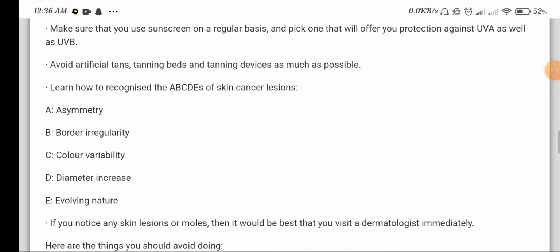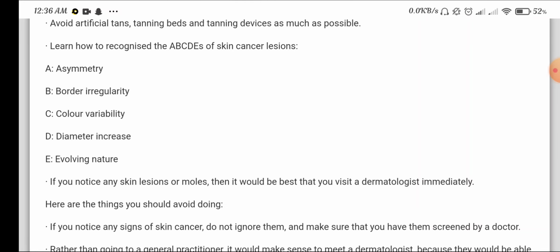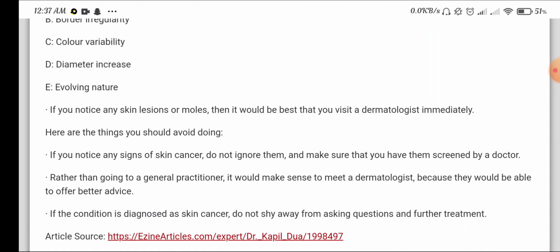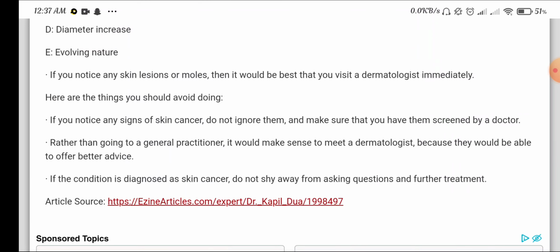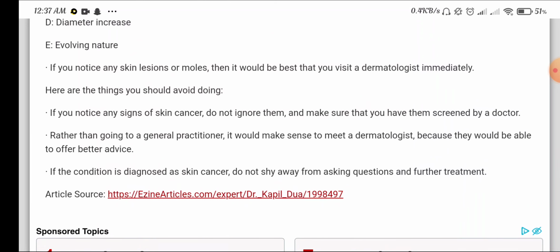Avoid artificial tanning beds and tanning devices as much as possible. Learn how to recognize the ABCDEs of skin cancer. A for asymmetry. B for border irregularity. C for color variability. D for diameter increase. E for evolving nature. If you notice any skin lesions or moles, then it would be best that you visit a dermatologist immediately. Here are the things you should avoid doing.